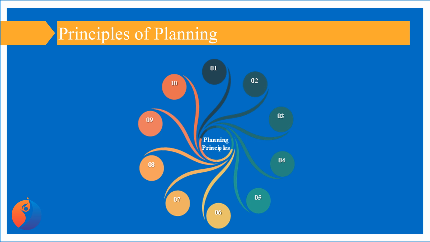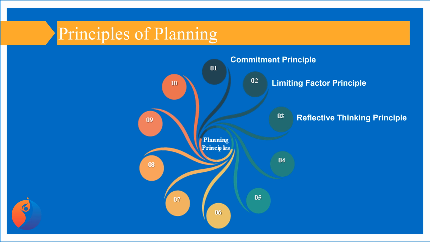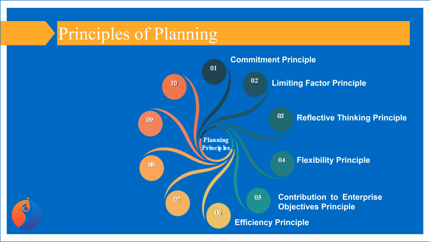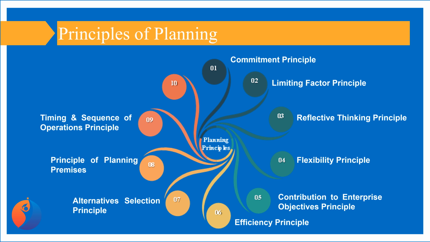Here we will discuss the principles of planning. In the below diagram you can see the following principles. Number 1 Commitment Principle. Number 2 Limiting Factor Principle. Number 3 Reflective Thinking Principle. Number 4 Flexibility Principle. Number 5 Contribution to Enterprise Objectives Principle. Number 6 Efficiency Principle. Number 7 Alternative Selection Principle. Number 8 Principle of Planning Premises. Number 9 Timing and Sequence of Operations Principle. Number 10 Involvement Principle. In next slides we will learn and understand in brief about these principles.